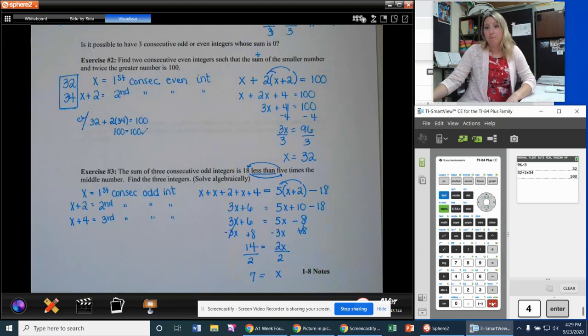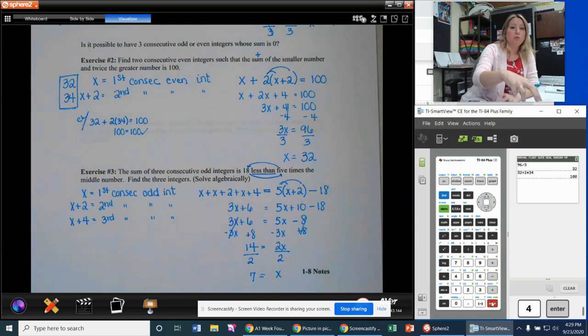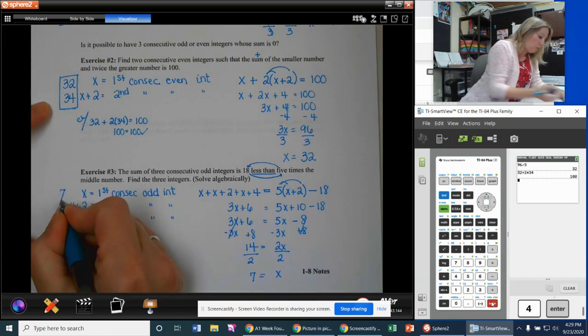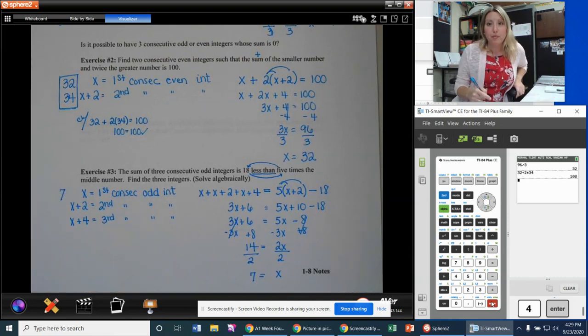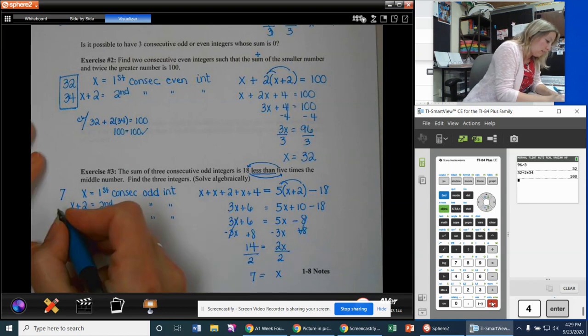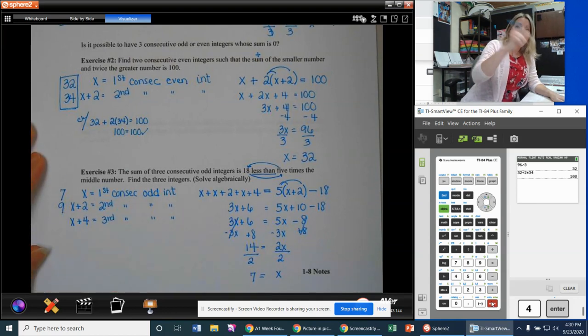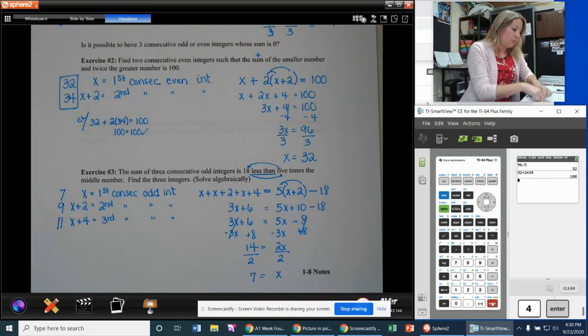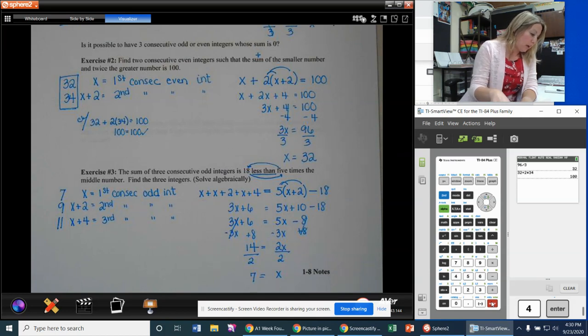Now, not done there. My question wanted me to find 3 integers. X is the first consecutive odd integer. Well, we're in luck. 7 is an odd number. And if I add 2 to 7, I get 9. And if I add 4 to 7, I get 11. So the sum of these should be the same as 5 times the middle number minus 18.